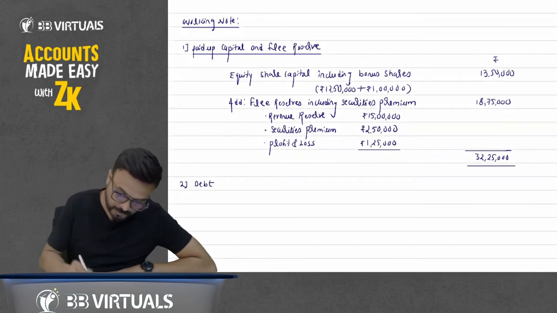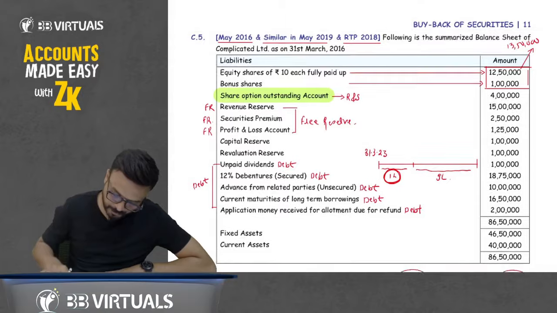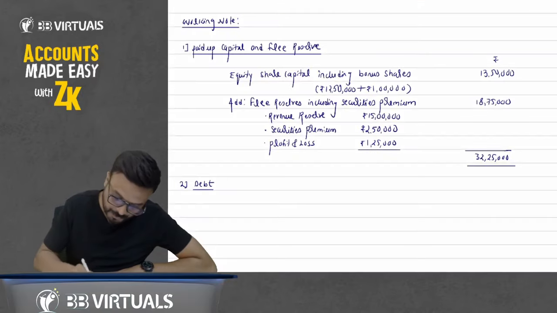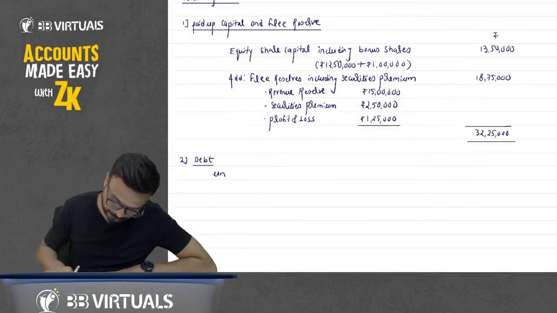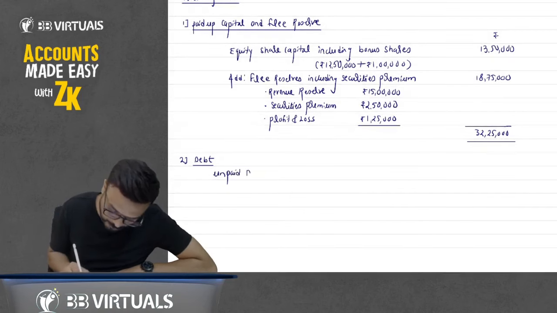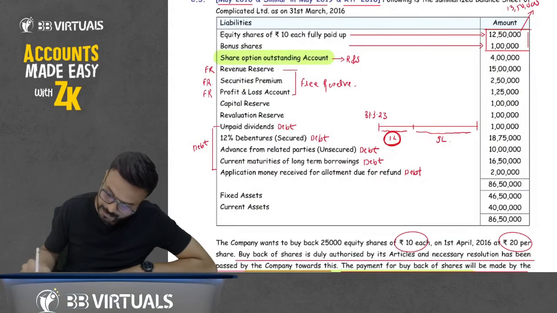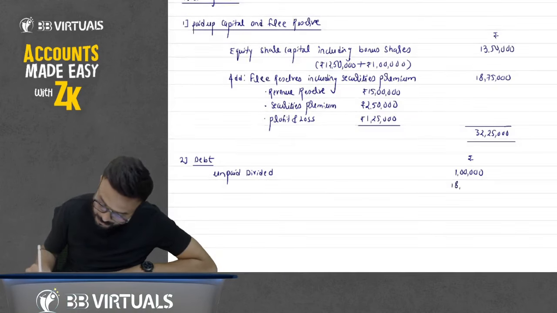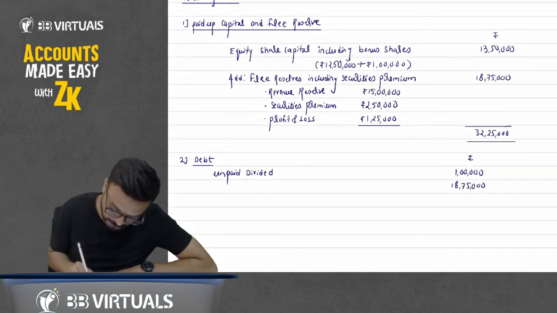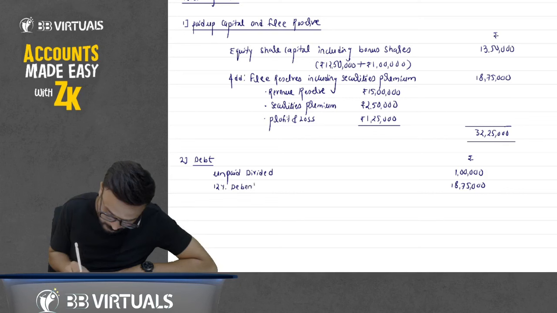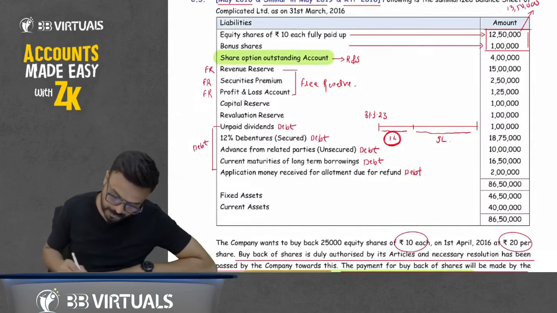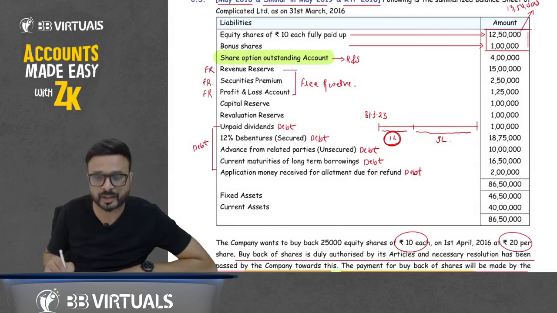Okay, now we can write down here working note on debt also. Debt. Okay, so first debt, these are the debt, 4-5 items. Unpaid dividend, how much? 1,00,000. So unpaid dividend, 1,00,000. Then you have 12% debentures, 18,75,000. So 12% debentures, write down in bracket, secured. Okay. Then you have advance from related party. You have taken advance from related parties, unsecured loan.